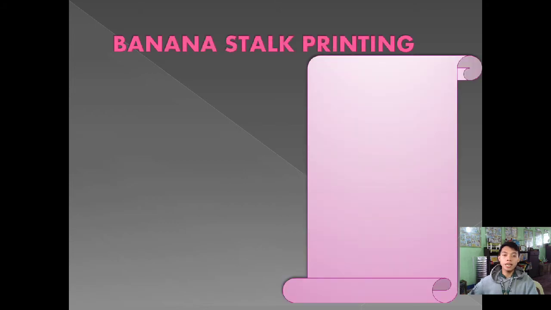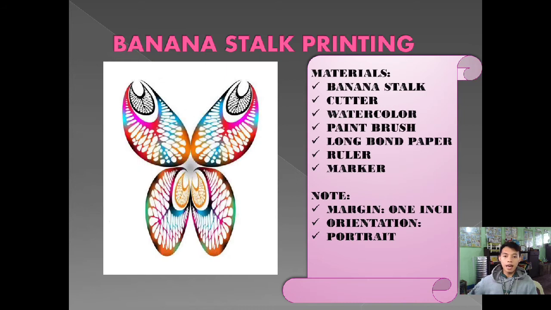Next, we also have here the banana stalk printing. Yes. Alright. So, in the left corner of the screen is an example of banana stalk printing. What is banana stalk, no? The stalk of the banana leaf, the part where the leaf is attached. Yes, that's what we call stalk. Okay? So, the materials needed are banana stalk, cutter, watercolor, paintbrush, longband paper, ruler, and marker. Teacher, can we use crayons? No, you have to use watercolor rather. Okay? So, please make it clean.